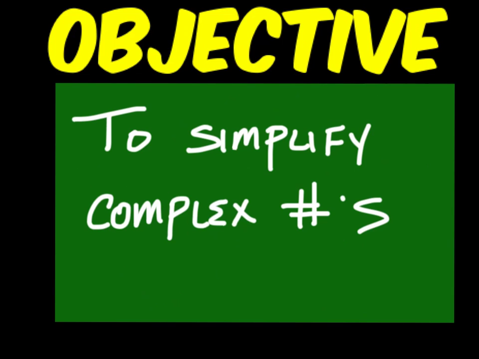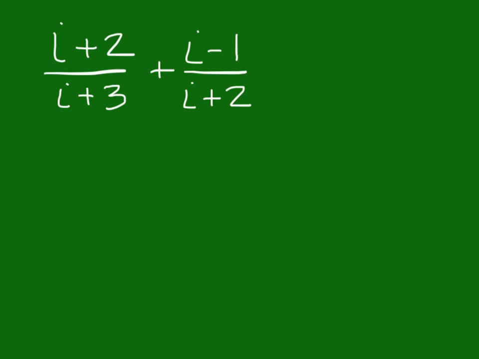The objective today is to simplify complex numbers. Example 1. You have (i plus 2) over (i plus 3), and all of that plus (i minus 1) over (i plus 2). So we're going to have to add these together. There's two different ways you could go about this.